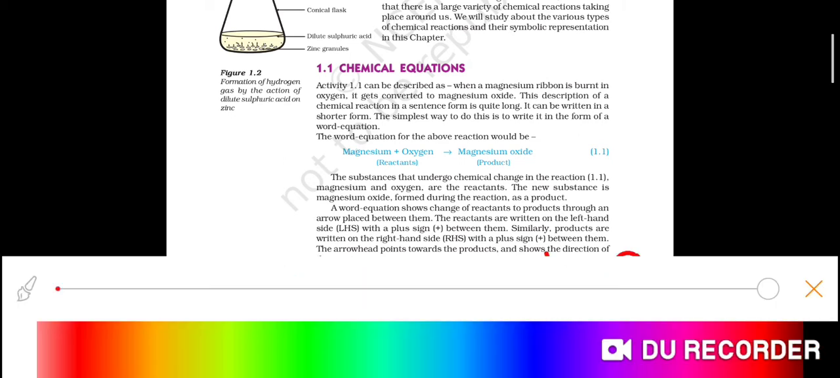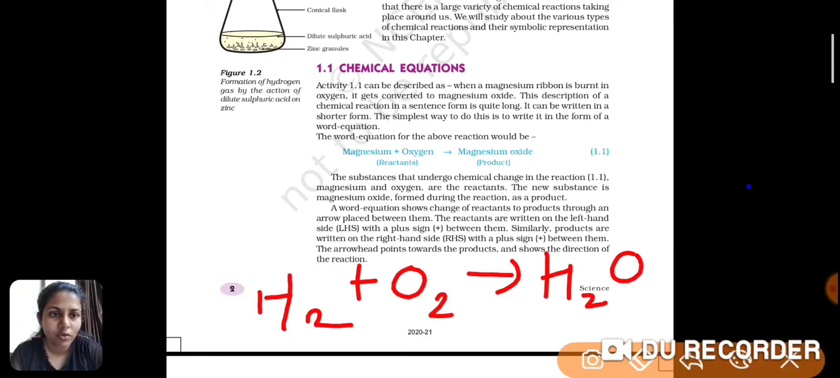If we need to balance this equation, H2 plus O2 gives H2O. If we want to balance this equation, here oxygen on the reactant side is 2 and on the product side it is 1. So we need to multiply this by 2. So we will get 2 atoms of oxygen.